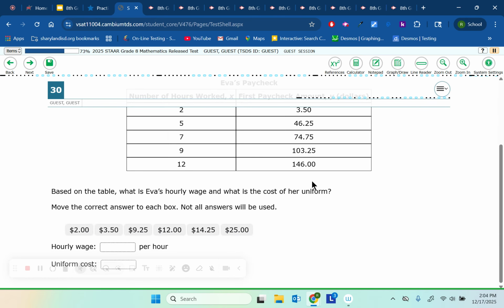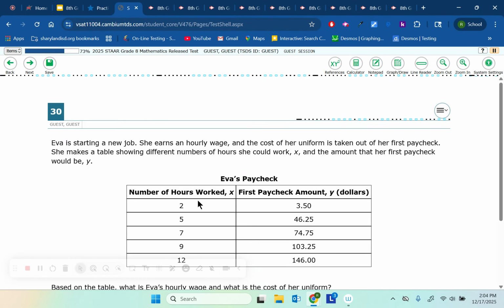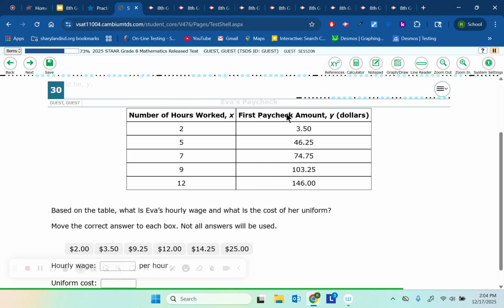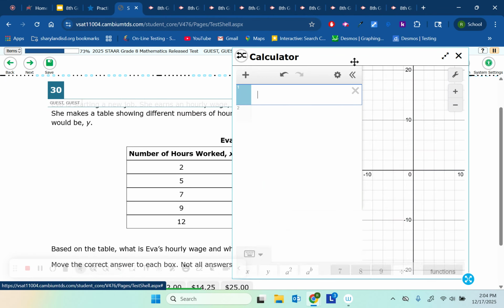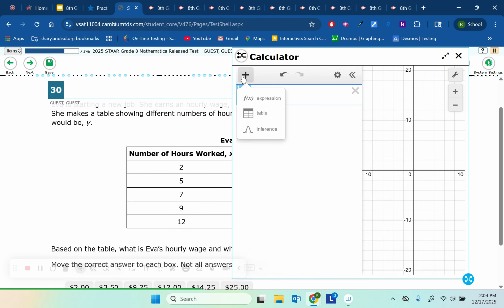So how do you find an hourly wage? I don't know, man, because the cost of the uniform is taken out of her first paycheck. So this is not one of those just 3 divided by 2, 46 divided by 5 problems. I need to put this in a table in my calculator and then determine an equation.